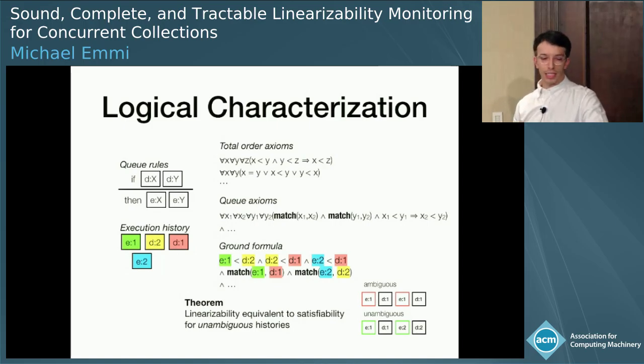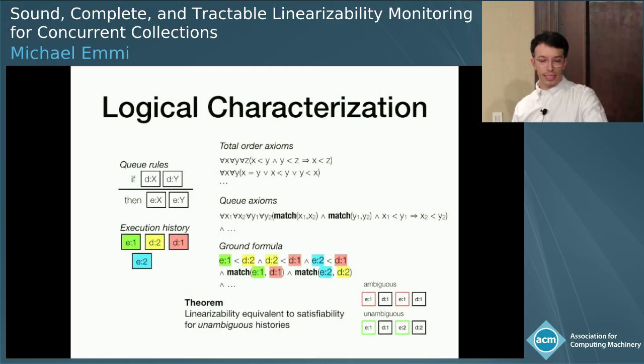Besides these axiomatizations, we also have to encode the execution history itself. We do this in ground formulas, as you'd more or less expect. So any two happens-before operations are ordered by linearization order, for instance, E1 and D2. And the matching operations are encoded in the ground formula as well. So for instance, E1 matches D1, so we have a predicate match(E1, D1).